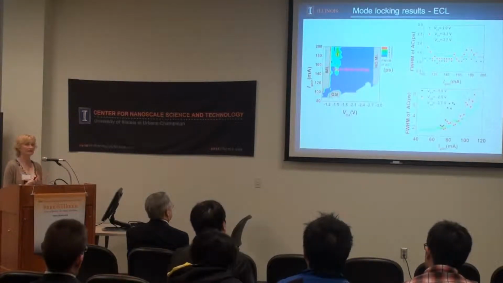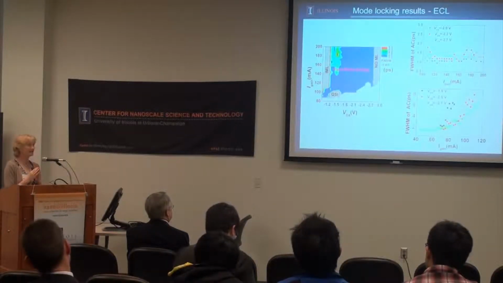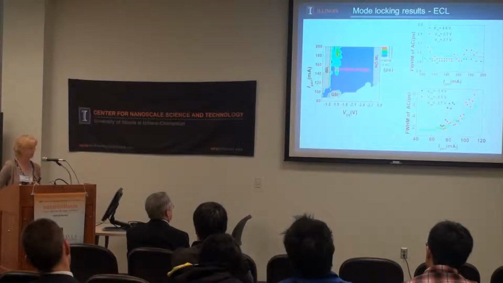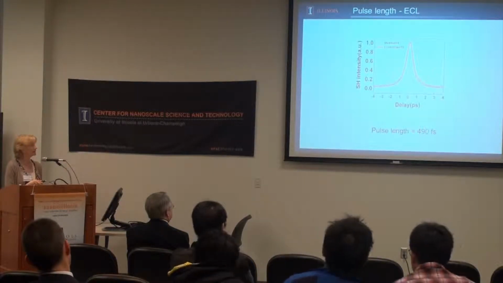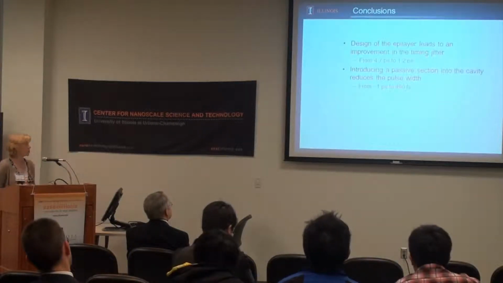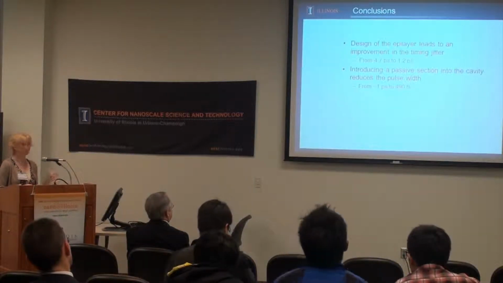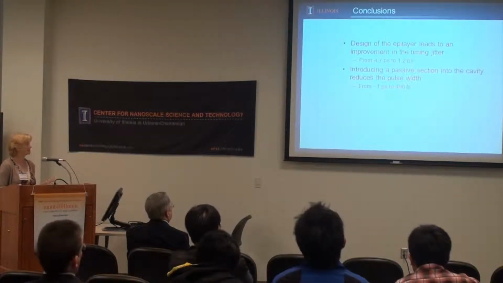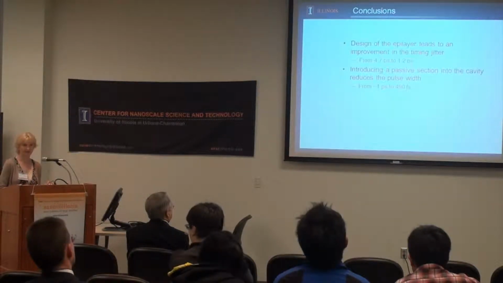By removing some of that self-phase modulation, we've managed to narrow the pulses, and it's meant that increasing the current has had a smaller effect on spreading out the pulse. When we actually measured the pulse, we find that the pulse length is about 490 femtoseconds. So by changing the design of the epi layer, we've managed to improve the timing jitter from these devices, and by introducing a passive section in the cavity, we can reduce the pulse length. Thank you.